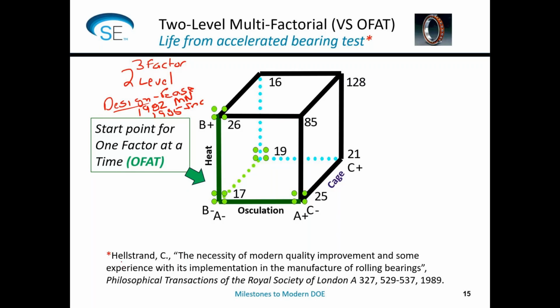And then his protege, Christopher Hellstrand, provided a more in-depth treatment of this in the Transactions of the Royal Society back in 1989. But the story is that Christer came from a company called SKF in Sweden, and they had been trying to develop a new rolling bearing to combat the Japanese that were beating them on price and quality.